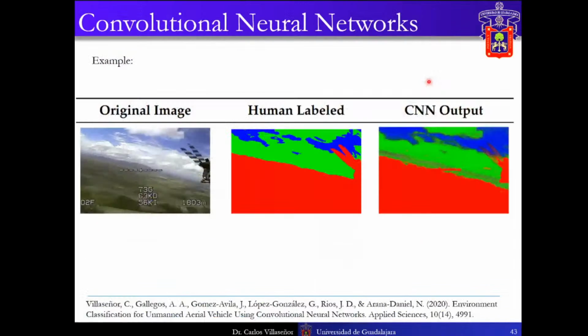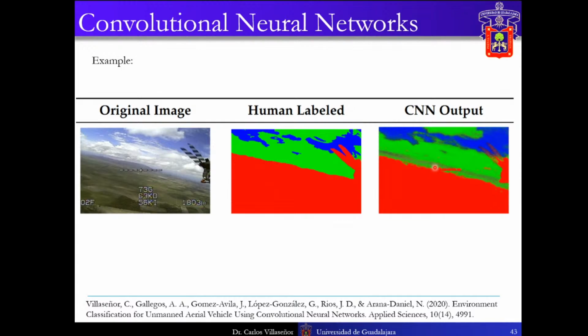So convolutional nets are very useful in practice. For example, here is a paper from 2020, where we have an image from a UAV, and this is the human level image. We have to classify what is sky, what is clouds, what is ground. And as you can see, the CNN gives us a very good output, very good accuracy for this. And the good thing is that we just need 15 human labeled images to understand all this process.